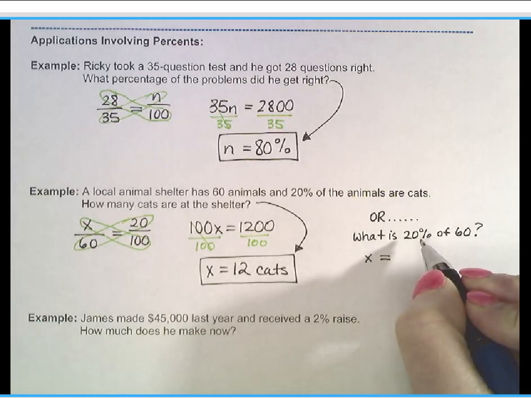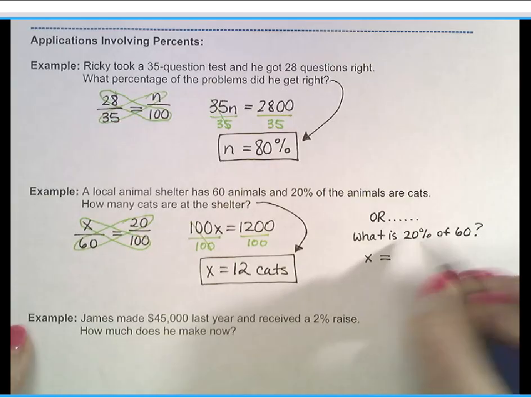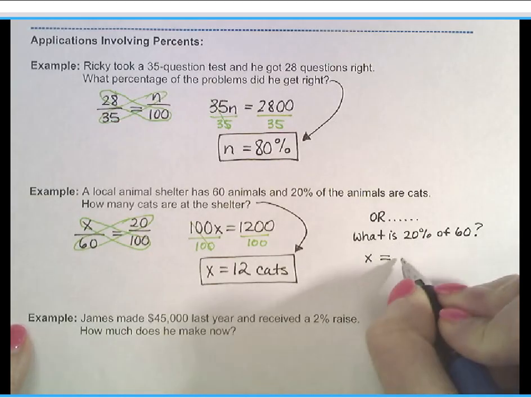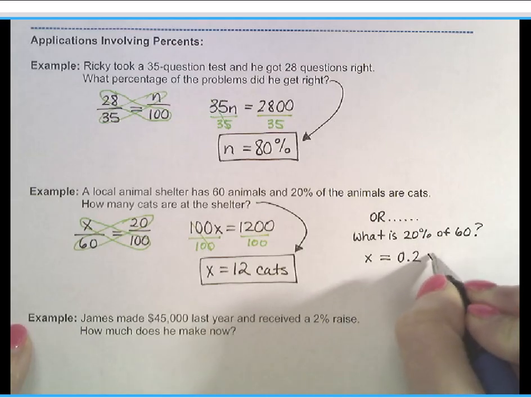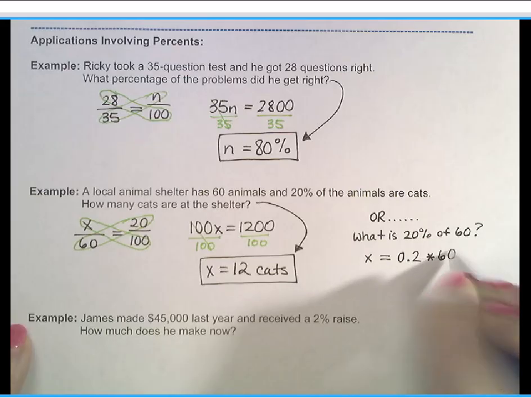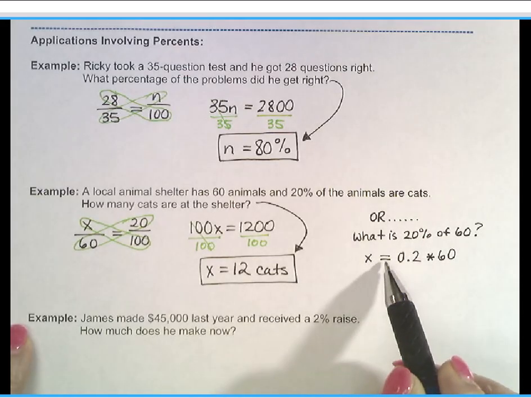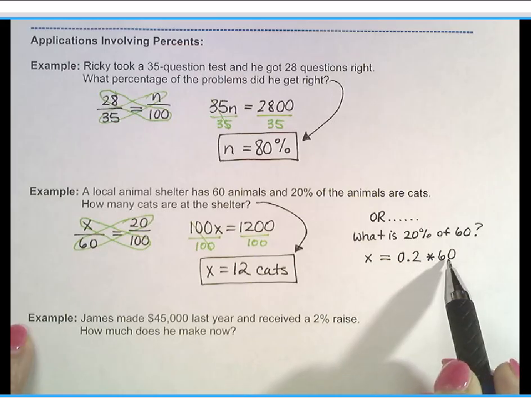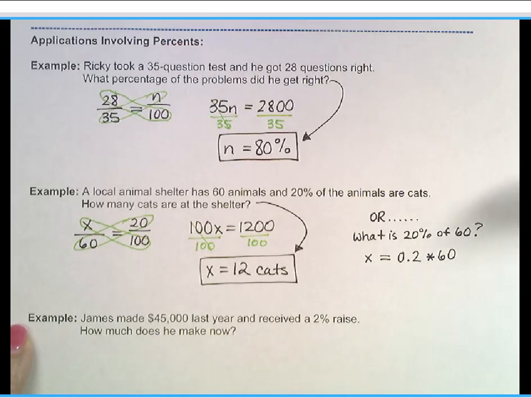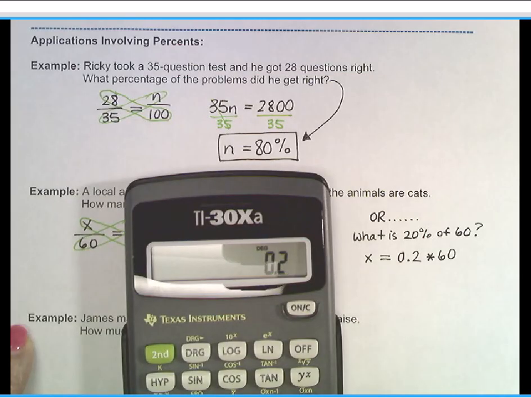Now we can't do math with percents, so we have to change them into decimal language before we do math with them. So that 20% would be 0.2 of multiplication 60. What is 20% of 60? And you can stick that in a calculator. If you do 0.2 times 60, you get 12.